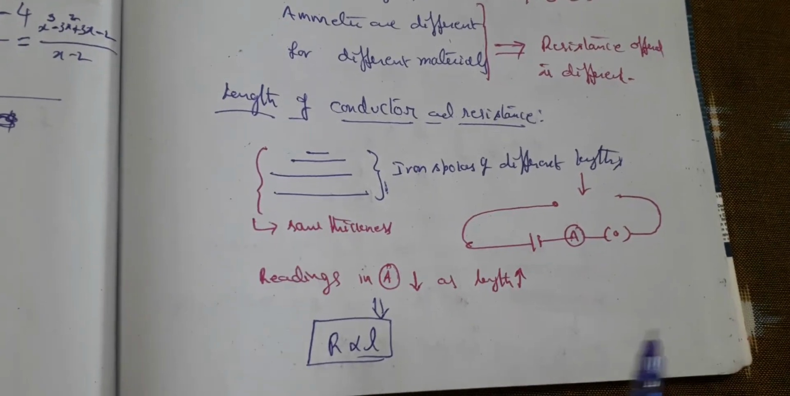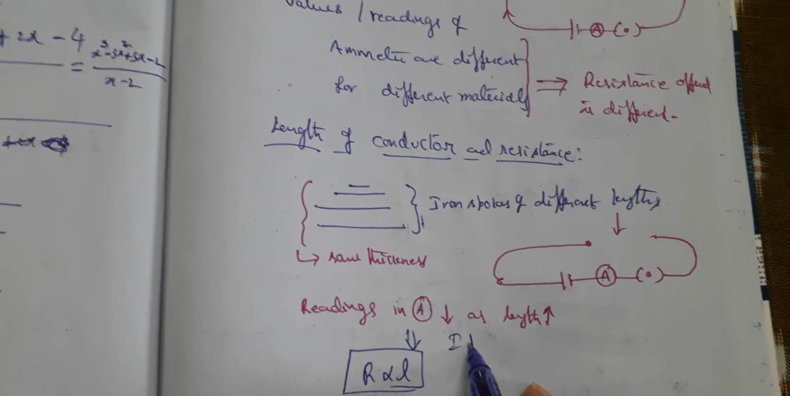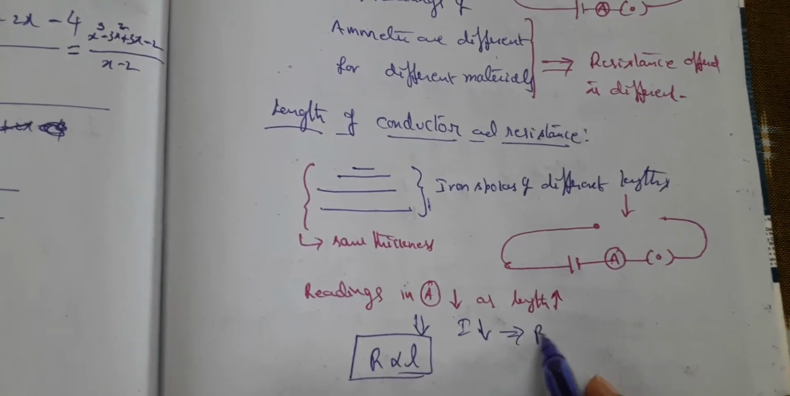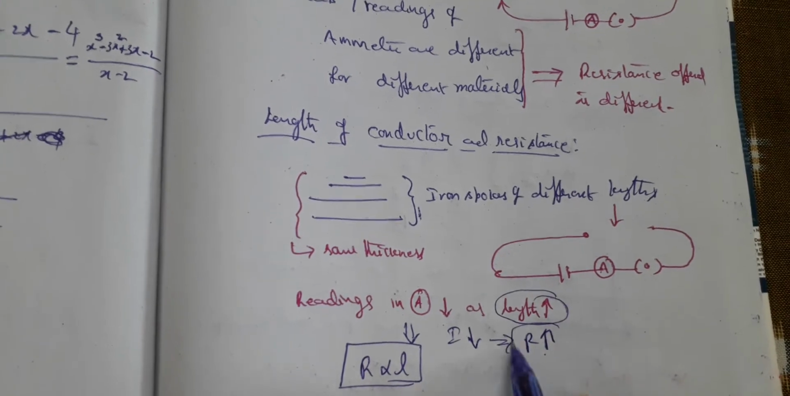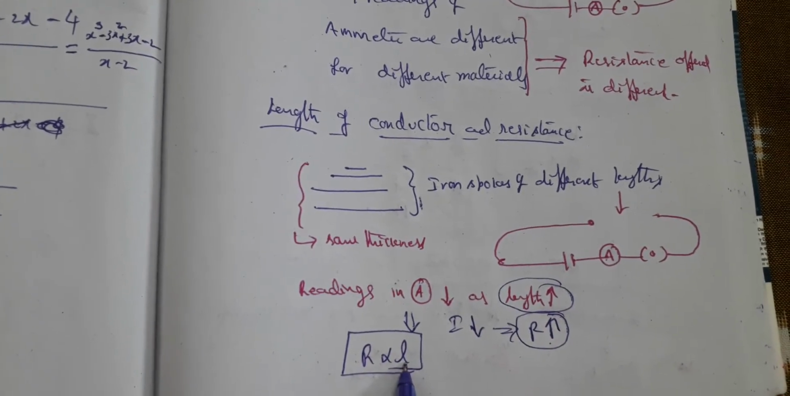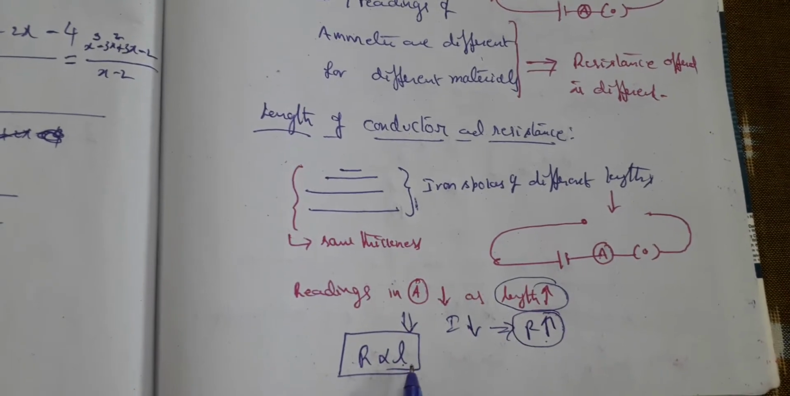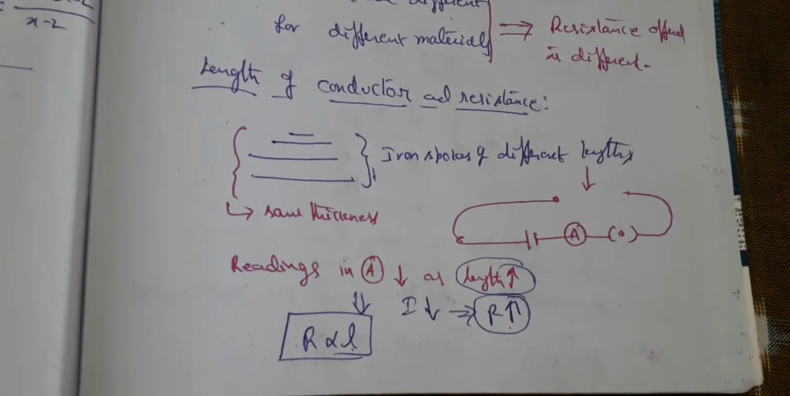When current is decreased, resistance is increased, is it not? Current is decreased implies resistance is increased. So with an increase in the length, resistance is also increased. That means resistance is directly proportional to length. So this is another conclusion we can make from this activity. Take a screenshot of this.